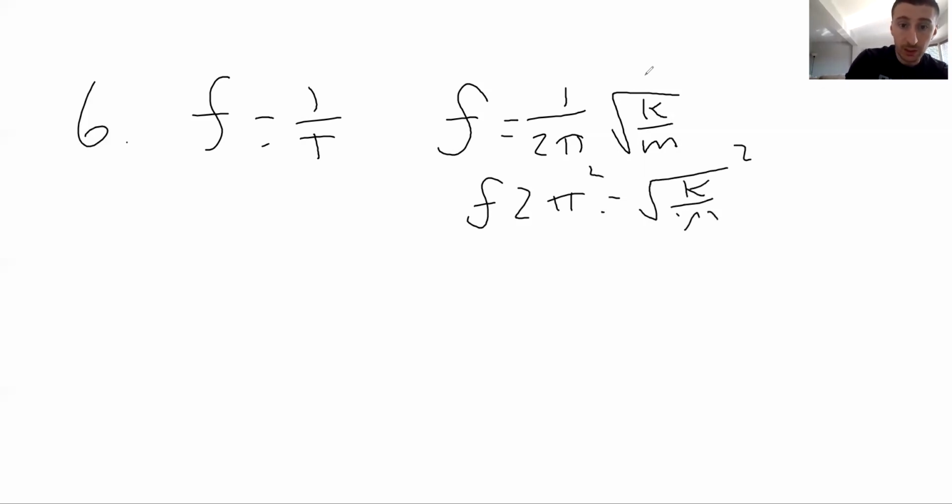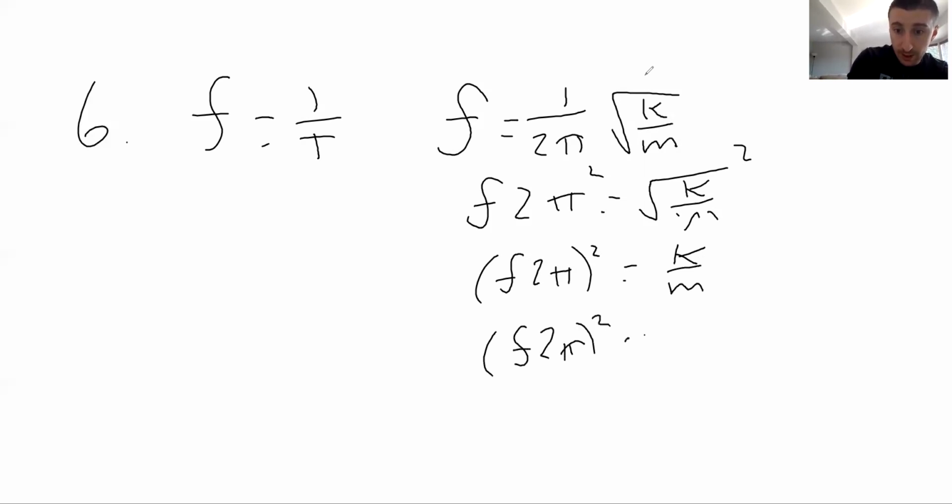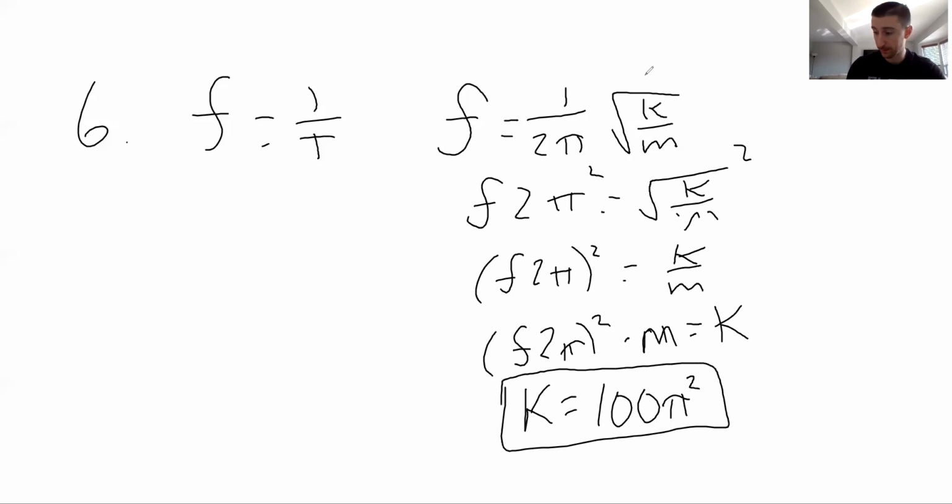I square both sides. I get this quantity squared equals K over M. So I multiply by M, so this quantity is still squared, (2 pi f) squared times M equals K. All right, so I can plug your numbers in. I'm not going to plug the numbers in. If you want to see it, it's on the other one. You get 100 pi squared, just the pi squared. So that's our K value for the spring.